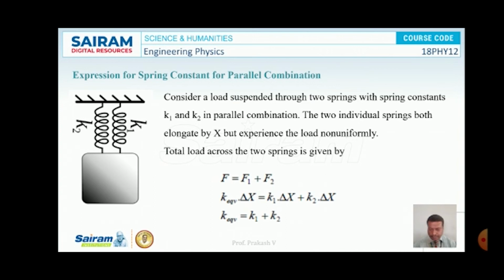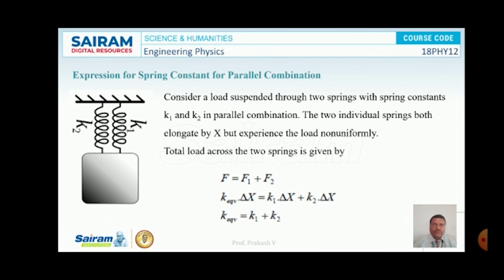or finally K equivalent is equal to K1 plus K2. If there are n number of springs connected in parallel, then K equivalent is equal to K1 plus K2 plus K3 up to Kn. For this combination of mass spring system, the period of oscillation is given by T is equal to 2 pi into square root of m by Kp.